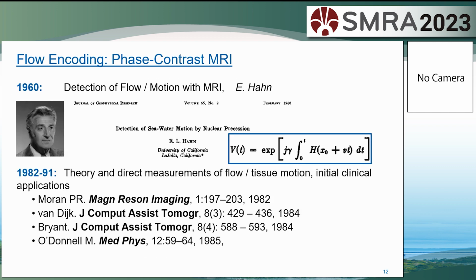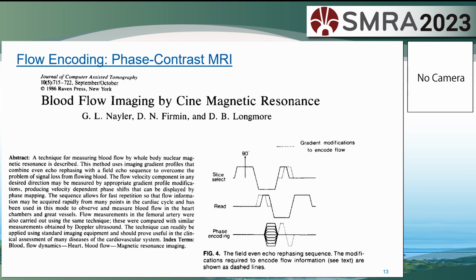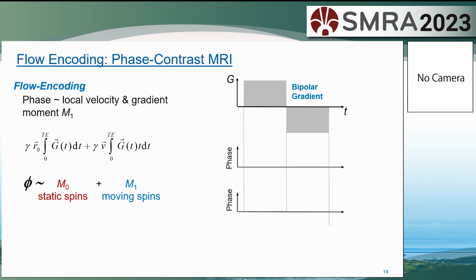Then it took 2 more years until Nayler came around with the first implementation using a gradient echo sequence. He suggested this because there was a lot of signal void in the spin echo due to the flowing blood. So this was pretty much the birth of flow imaging, how we do it nowadays, I think.